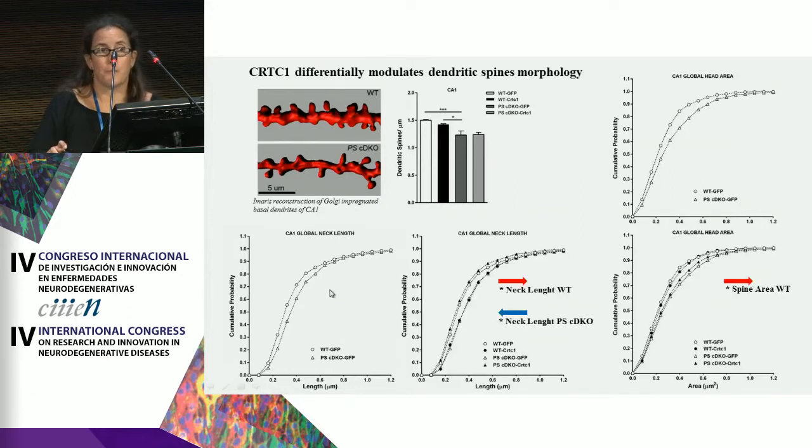CRTC1 overexpression in the hippocampus differentially regulates dendritic spine morphology depending on physiological or pathological conditions. It increases the spine head area and produces an increase in the length of the neck in the wild type animals, while in the double knockouts, it decreases the length of the neck.